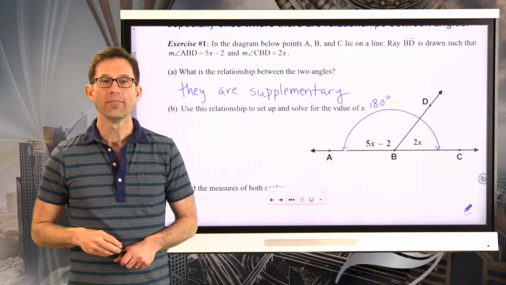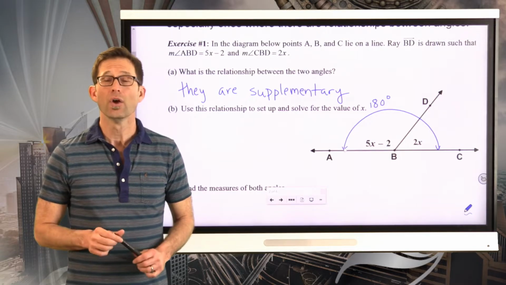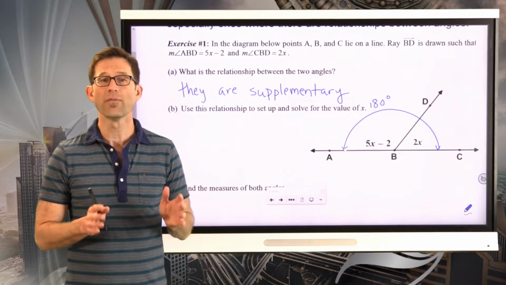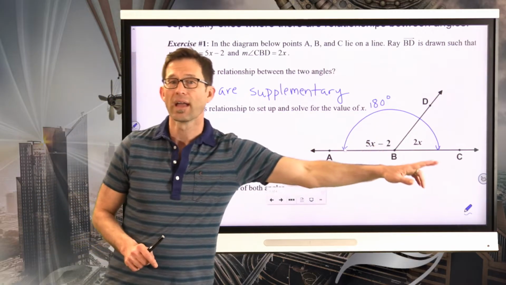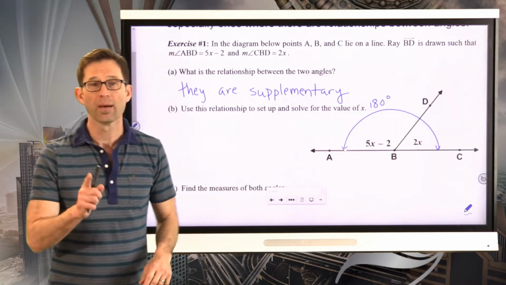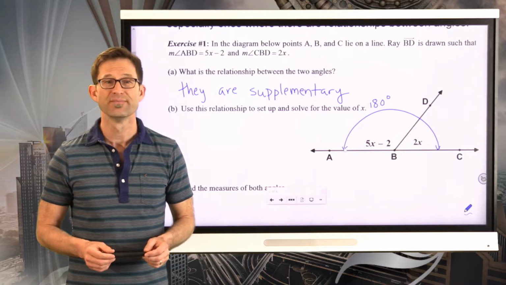Now, letter B, use this relationship to set up and solve for the value of x. I'd like you to try to do that. Try to set up an equation and solve it for the value of x based on the fact that angle ABD and angle CBD add up to 180 degrees. Pause the video now and see what you can do.